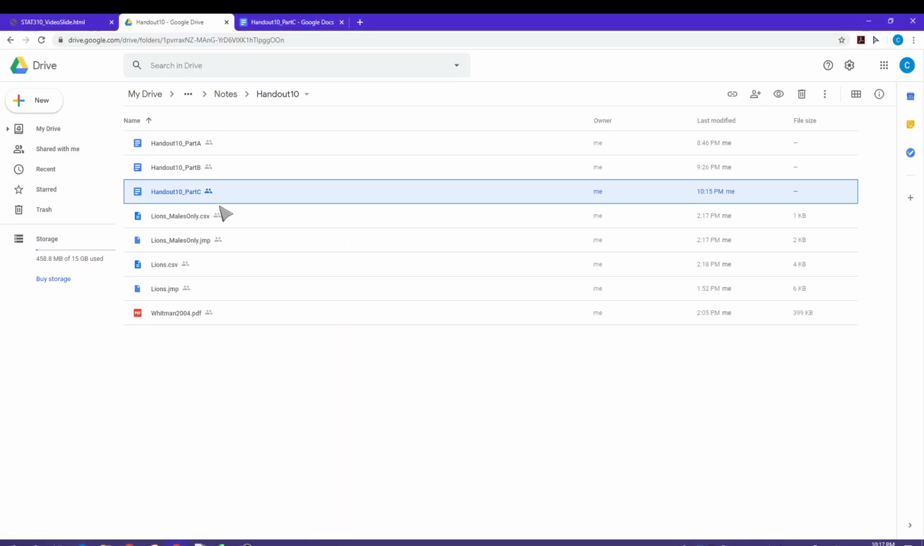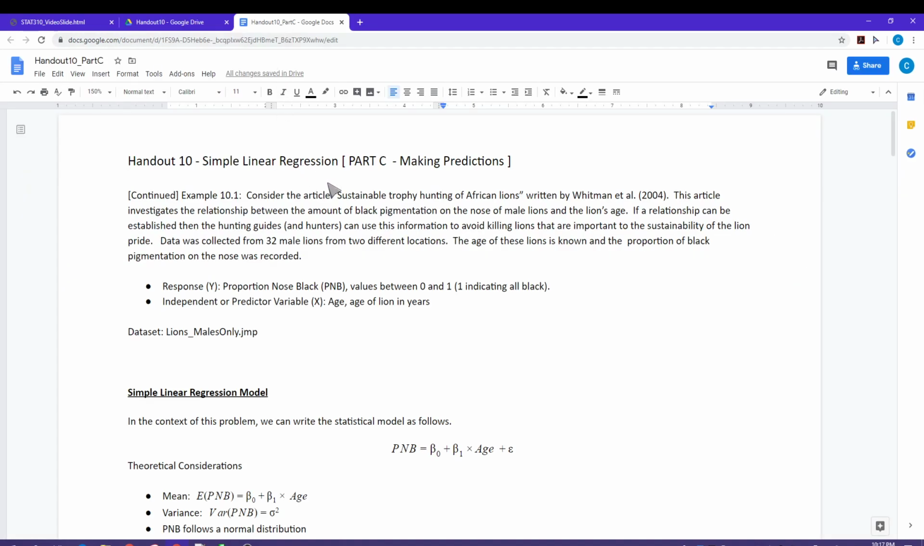This handout will again use the Lions Males Only dataset that is available in the Google folder for Handout 10. Okay, so Part C is going to cover making predictions and also obtaining what are called confidence intervals or prediction intervals for those predictions.